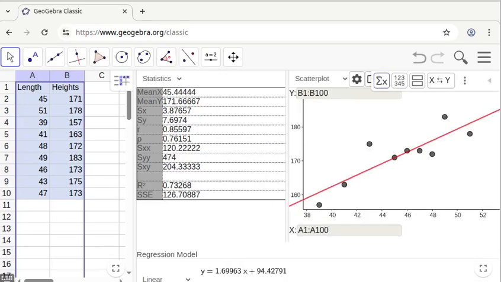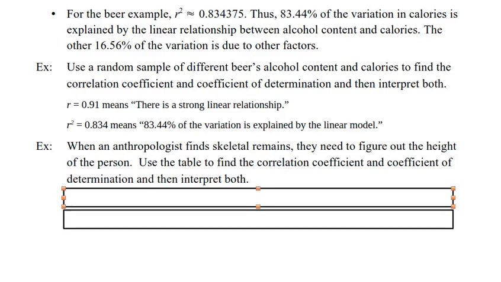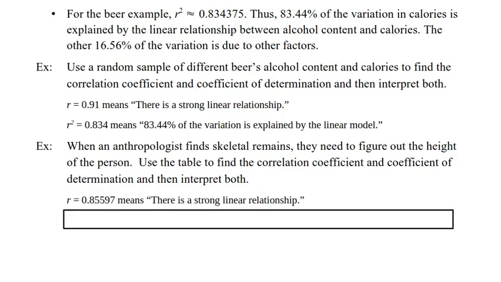So let's see how that looks. Oh, that looks much better. That'll allow me to round to 4 decimal places. And of course we've got r squared as well, so let's copy r back in for that question. So here we are. Let's paste that in. It looks like there is a strong linear relationship.